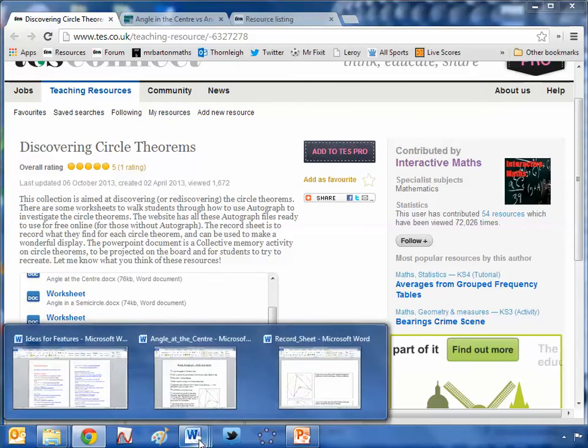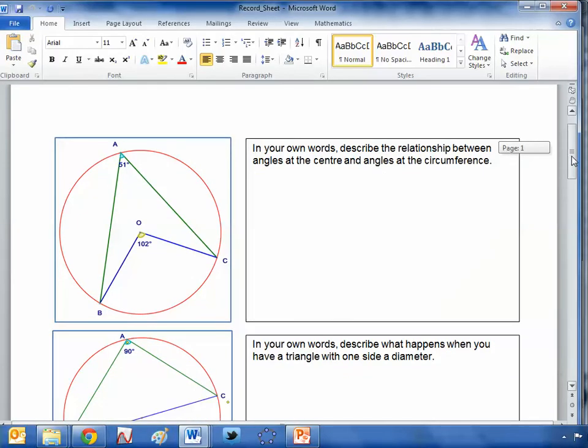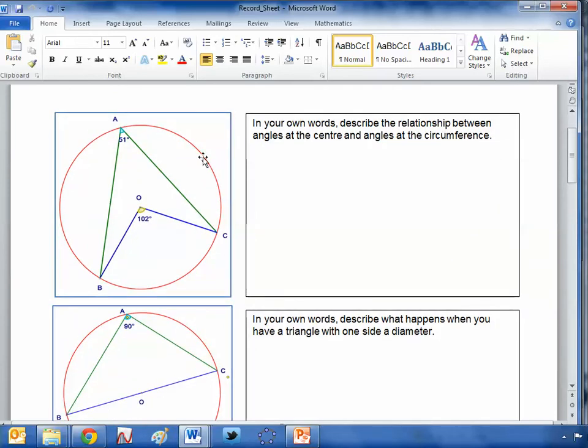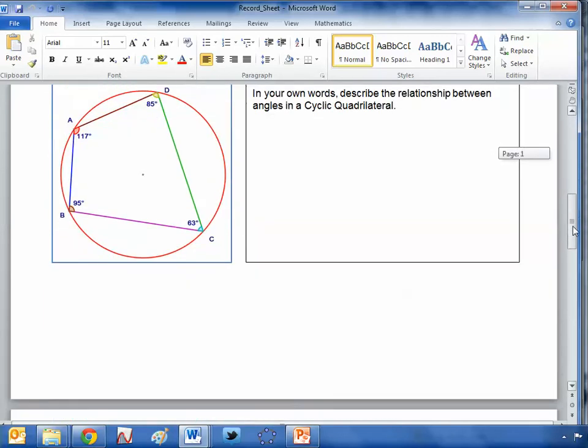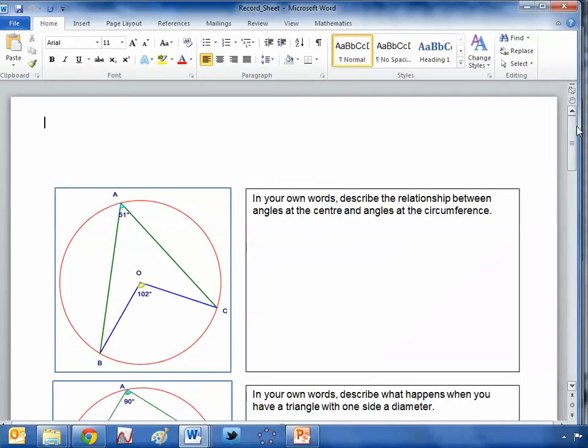And then he's also provided, I should say that there's one of those step-by-step worksheets for each of the circle theorems, and then there's also a record sheet, and I really like this. So to save the students time in having to draw them out and trying to kind of get their own notes sorted, this is much better. Here's a diagram, here's the name of the theorem, and then in their own words can the students summarise what that theorem says.